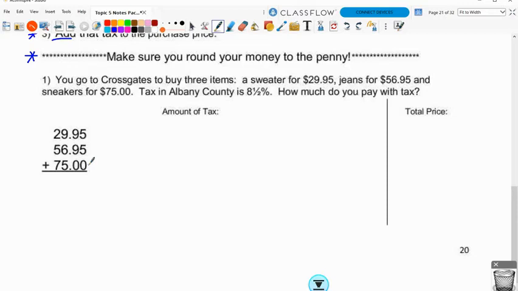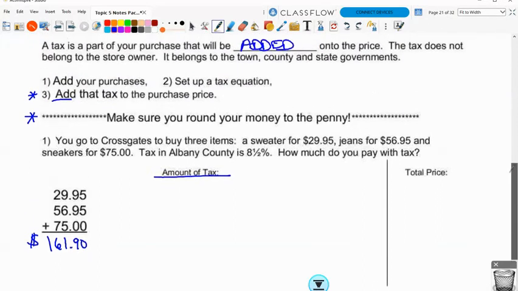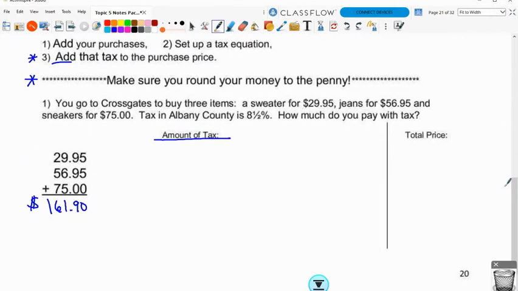So if you punch those 3 numbers into your calculator, you should end up with a subtotal of $161.90. Okay, this is our subtotal that we will use to help calculate the tax. So now for the amount of tax, we're going to write the tax equation. All right, up above, remember it says that tax is a percentage of the subtotal. So let's write that in. Tax is a percentage of the subtotal. And the percent of tax given right here is 8.5%.